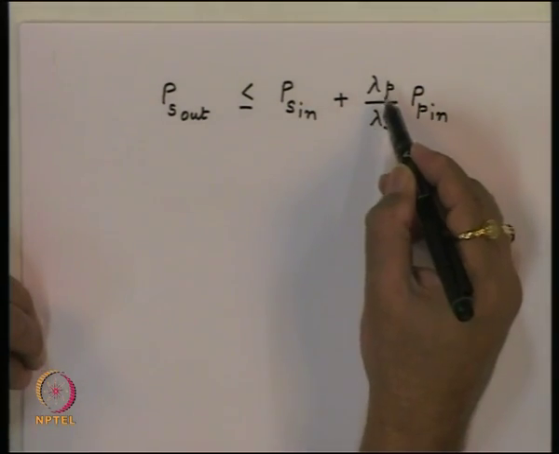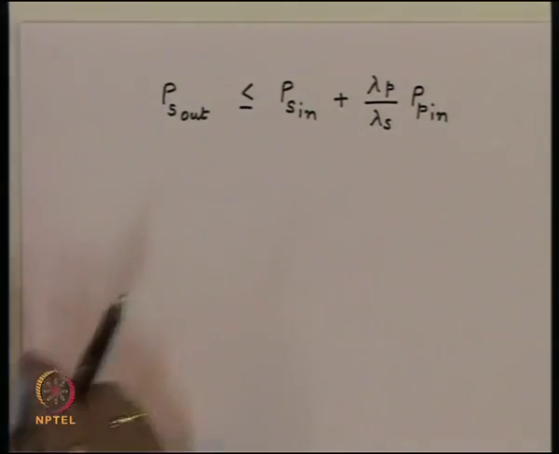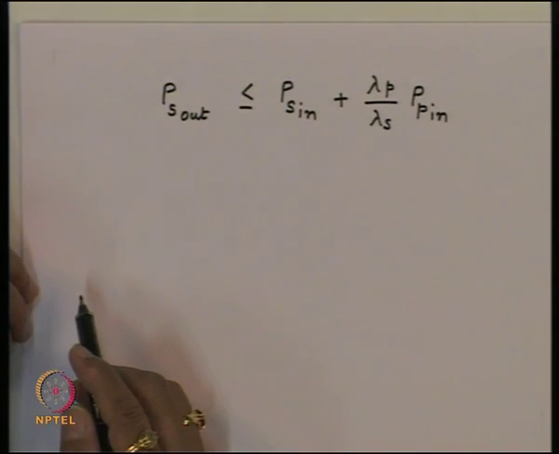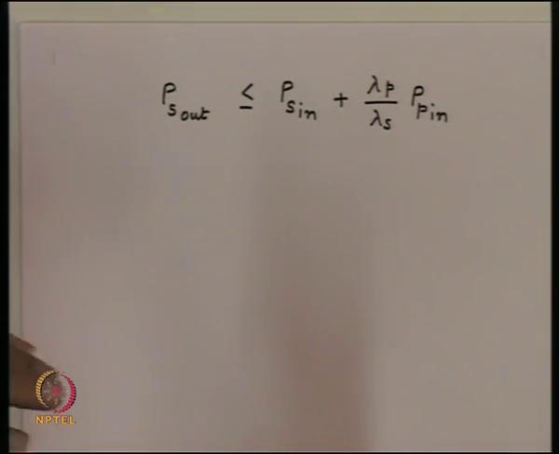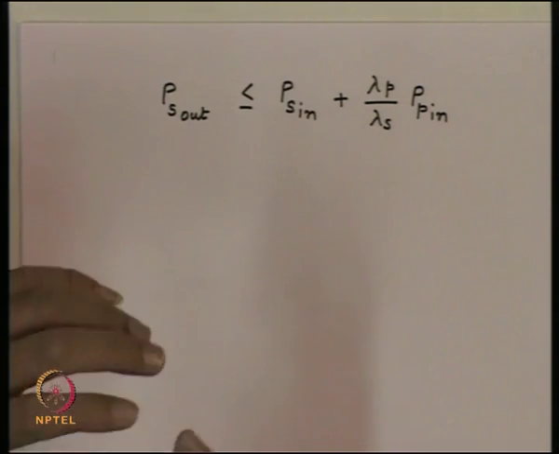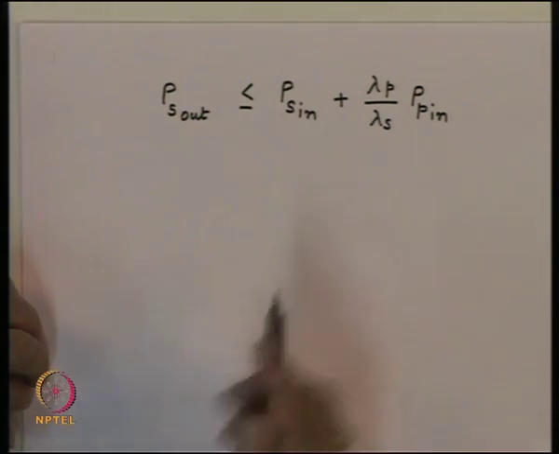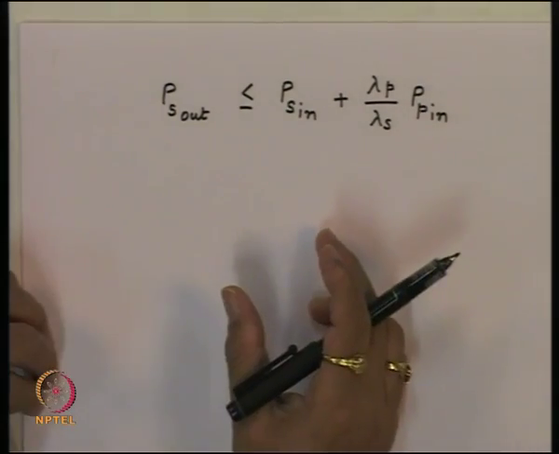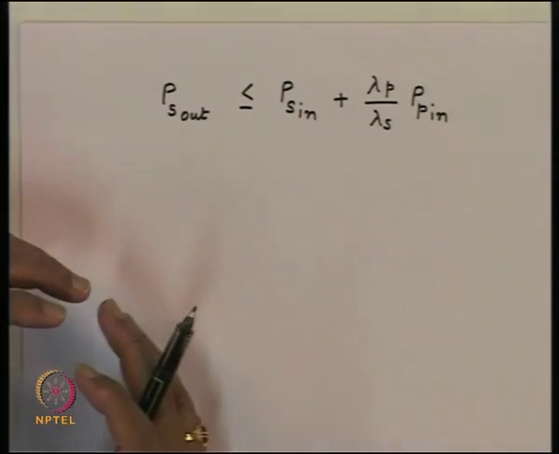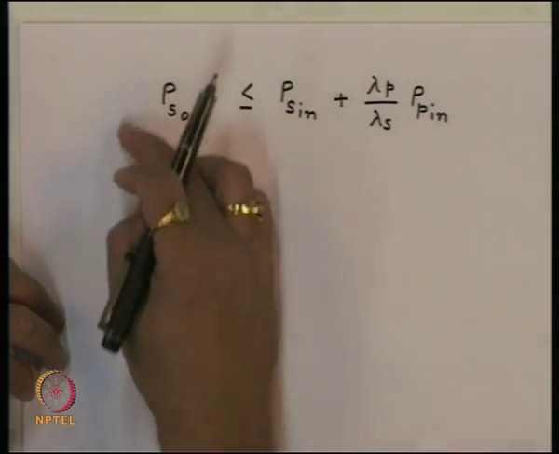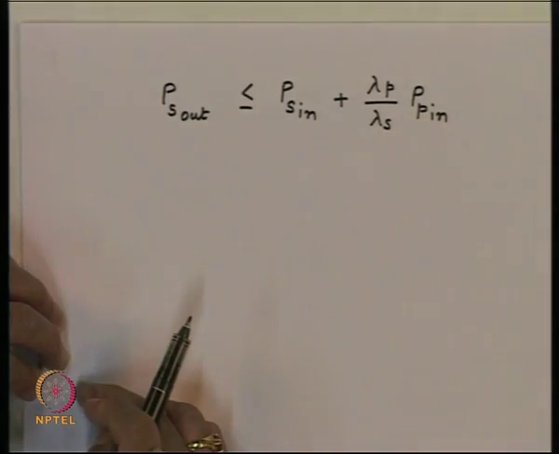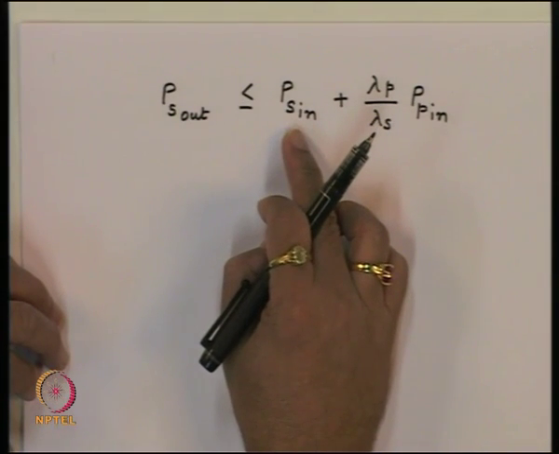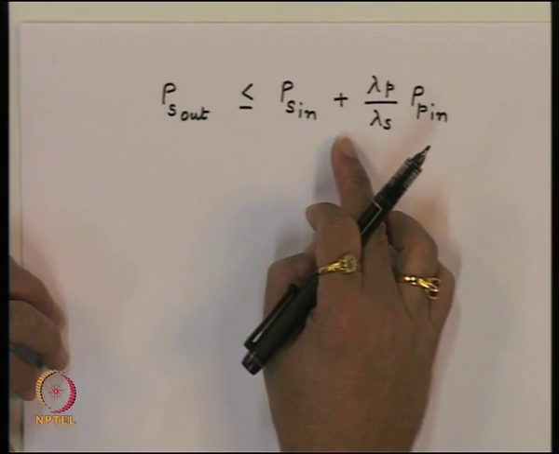We get this ratio, lambda p upon lambda s, because we are talking about photons, which means energy divided by the energy of the photon. That's the reason this quantity is the expression that the total number of output photons in the signal will be less than or equal to the original signal photons plus the pump photons.